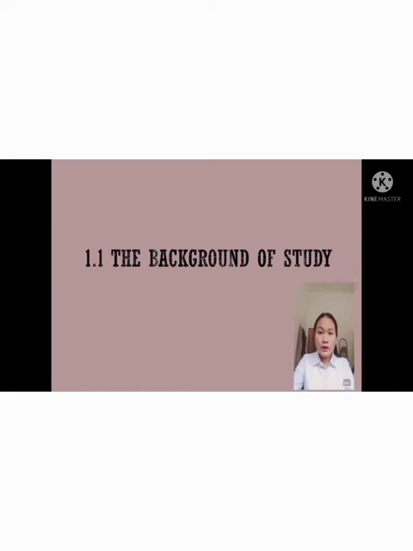1.1: The background of study. Background of study is a section that explains the research topic that we want to discuss and why we choose that topic. In this section, we will also provide a brief overview of the topics we have researched, what theories we will use in our research process, along with a few short and simple quotes about our research topic.